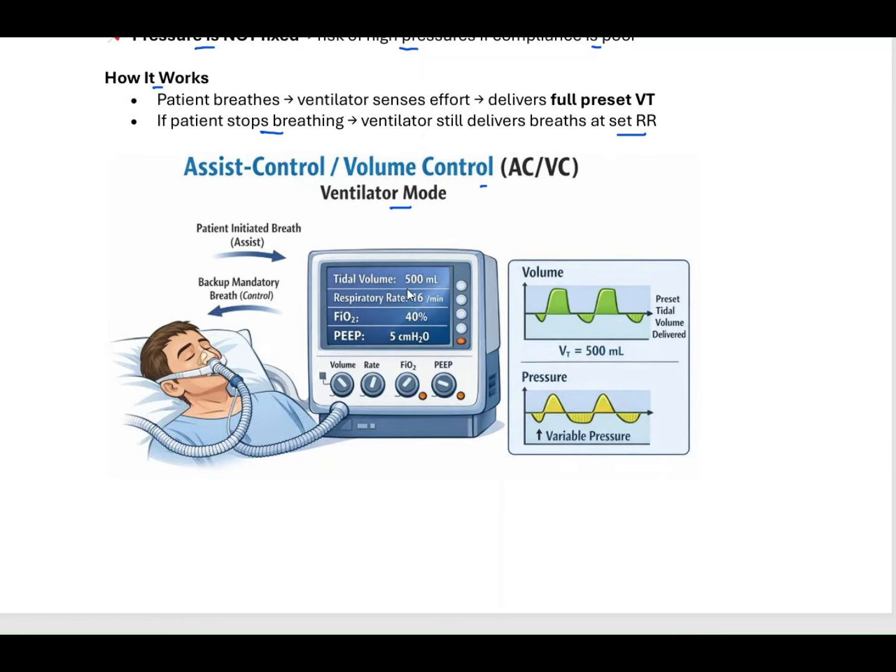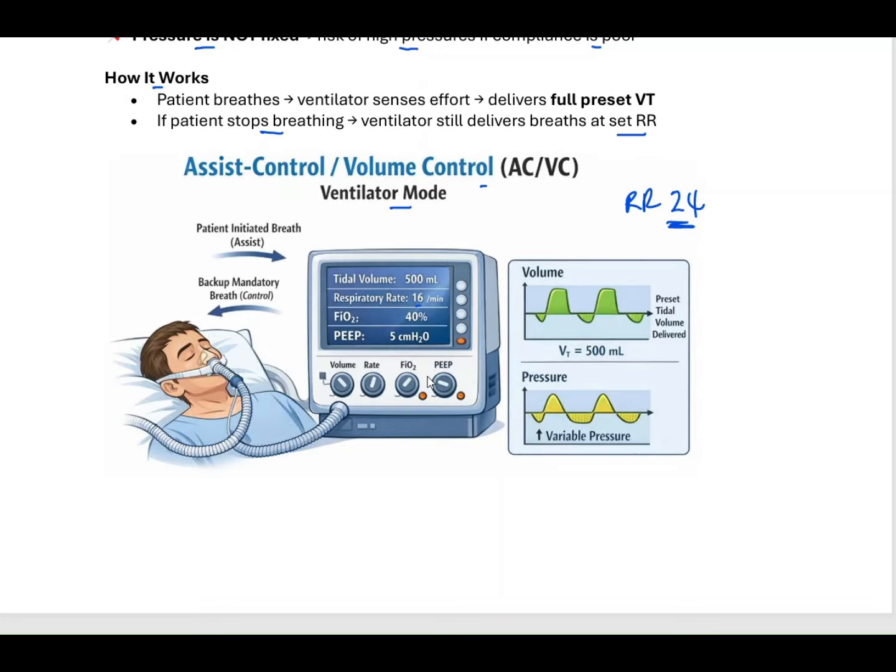So you can see what we set. We set our tidal volume, our respiratory rate, our FiO2, and our PEEP. For instance, let's say this patient is generating a respiratory rate of 24. That means out of these 24, 16 of them are going to be what? Our set respiratory rate. And the rest of them are going to be patient initiated, so the patient is the one initiating those breaths. But regardless, whether patient initiated or our set respiratory rate, the patient is going to get a full tidal volume.